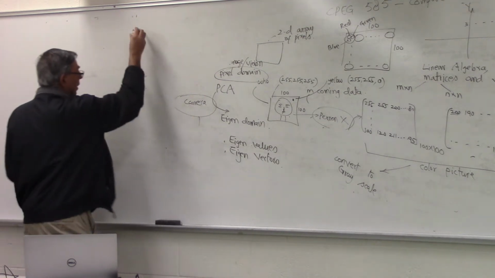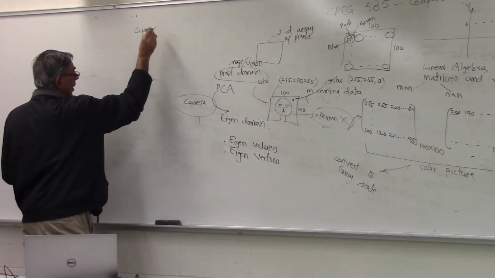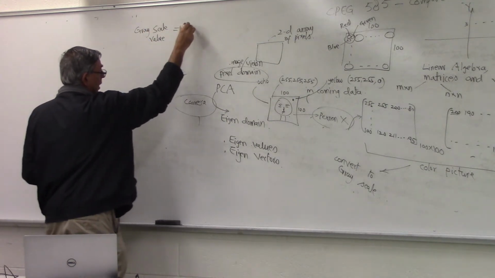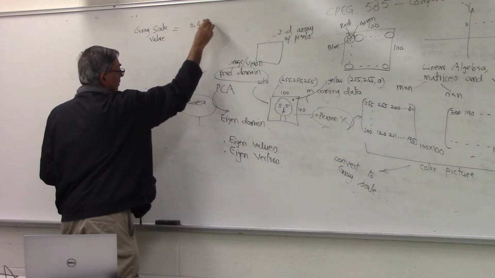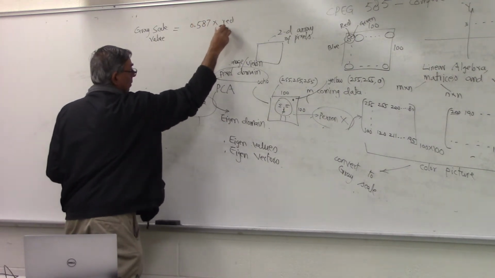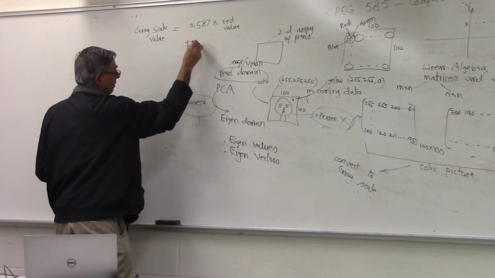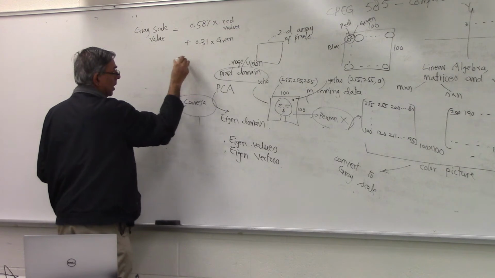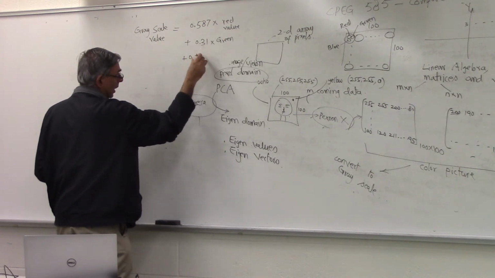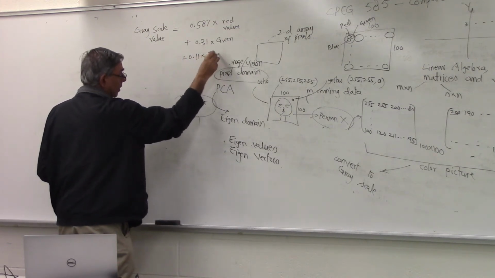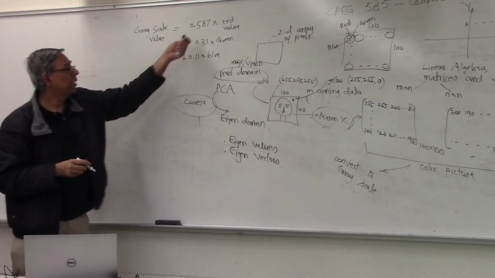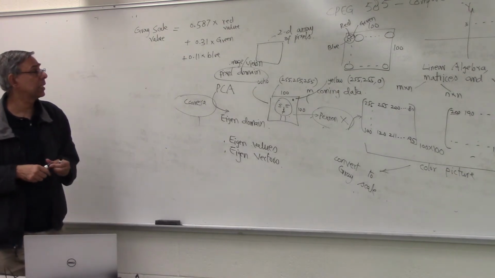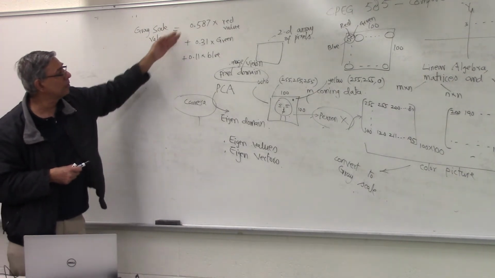Okay, so the grayscale value goes something like this: 0.58 times the red value, plus, I forgot, 0.31 times the green value, plus, I forgot, 0.11 something times the blue value. My numbers are not 100% correct. I will give you the exact numbers in the next lecture, but it is close to these numbers.